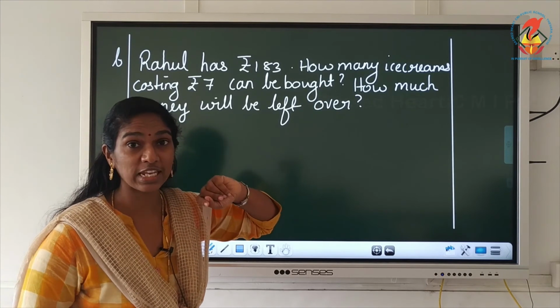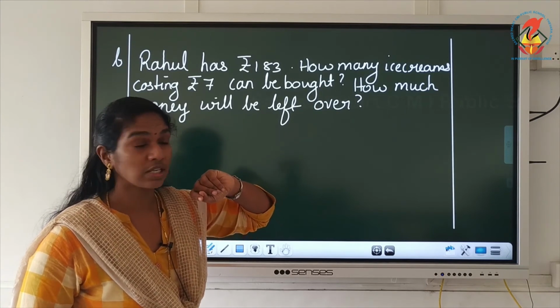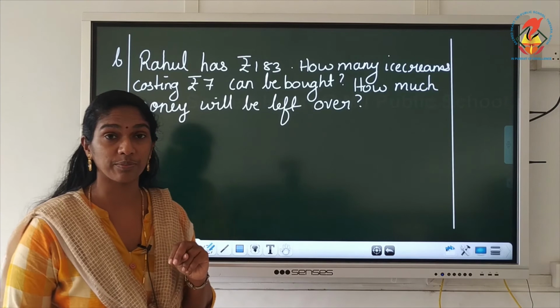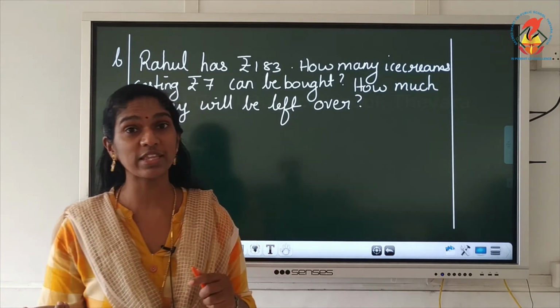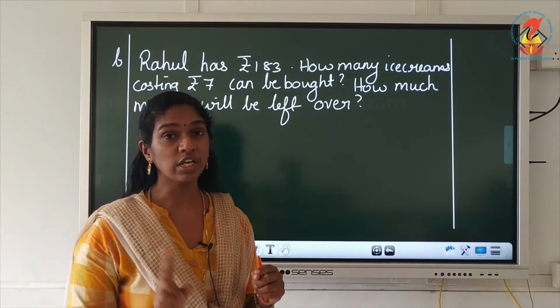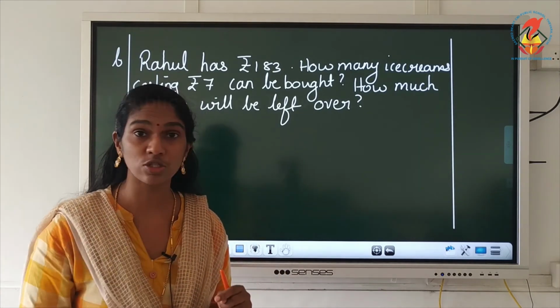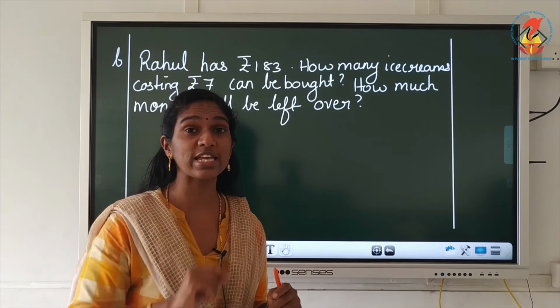How many ice creams can he buy? He has rupees 183 with him. The cost of one ice cream is rupees 7. If he wants to buy the next ice cream, that is also rupees 7. If he wants to buy the third ice cream, that is also rupees 7. Like that, how many ice creams can he buy?